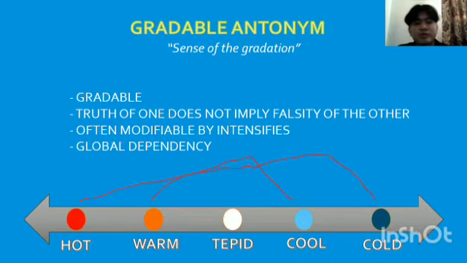For your information, the gradable antonym is gradable, and the truth of one doesn't imply the falsity of the other. Often modifiable, it can be modified by intensifiers, and it can have global dependency.